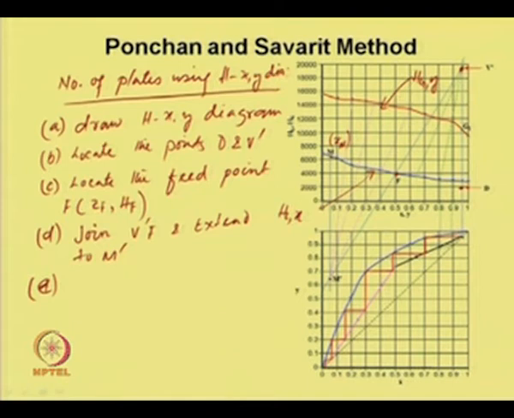Then construct the stages, starting from V dash or M dash. A changeover has to be made at the feed point F, and we have to proceed the construction till the end point is reached.